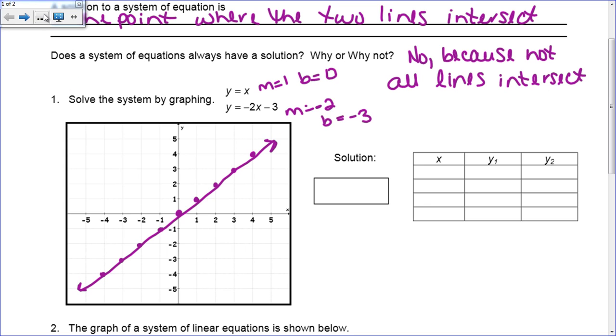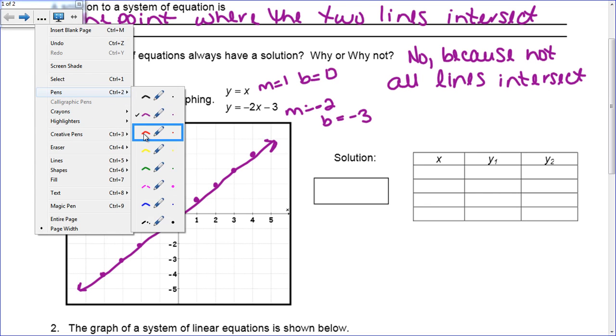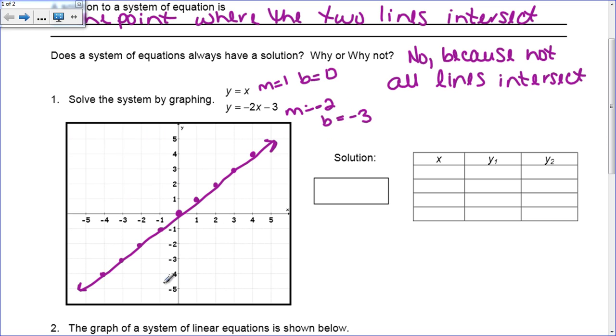And so now I'm going to switch colors, and we're going to graph the other line so we can see what happens. So the y-intercept of this one is negative 3, so there's my starting point. My slope of negative 2 means this time I have to go down 2 and over 1, and I can even go backwards. I can go up 2 and left 1, and I can keep doing that. So I have plenty of points, and then I will connect those with a line.